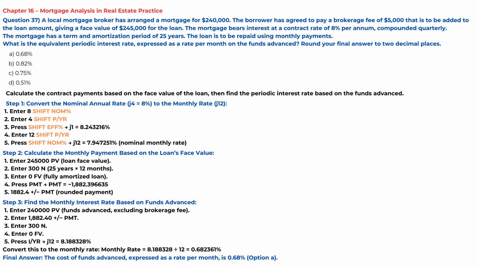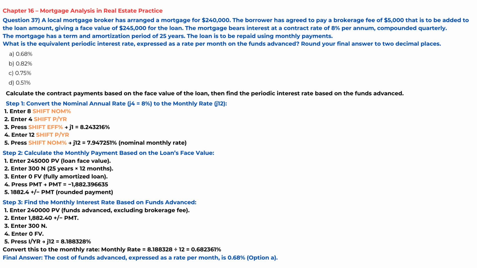The mortgage has a term and amortization period of 25 years. The loan is to be repaid using monthly payments. What is the equivalent periodic interest rate, expressed as a rate per month on the funds advanced? Round your final answer to 2 decimal places. Calculate the contract payments based on the face value of the loan, then find the periodic interest rate based on the funds advanced.